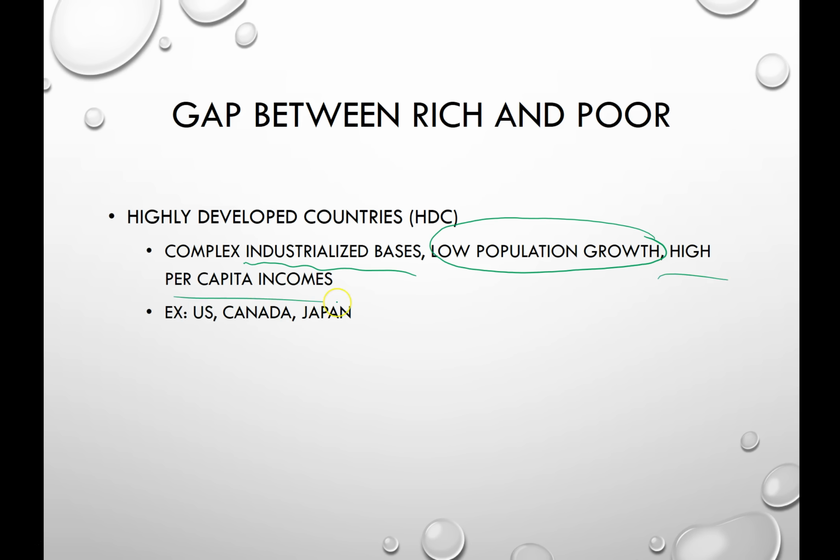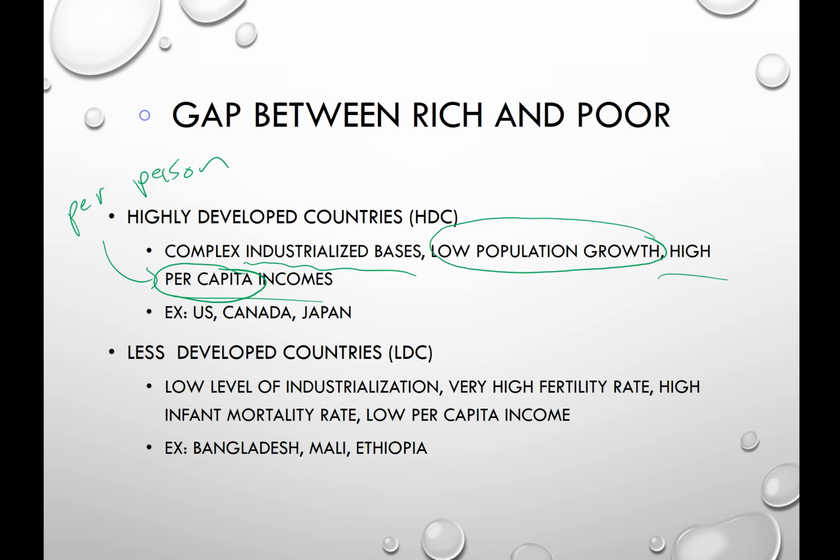And then, of course, along with that high functioning economy, the per capita income tends to be really high. By the way, per capita means per person, and there's a little R in person, isn't there? That's an important term in environmental science. Per capita means per person. So on average, we've got pretty high incomes in places like the U.S., Canada, and Japan compared to those less developed countries. So we contrast that.